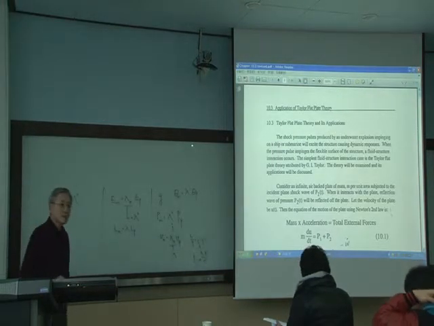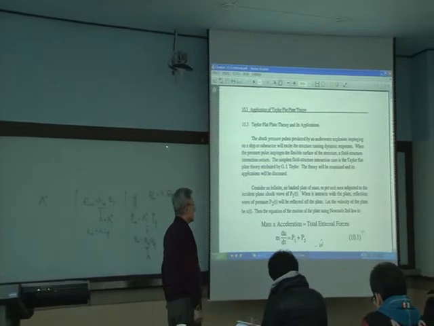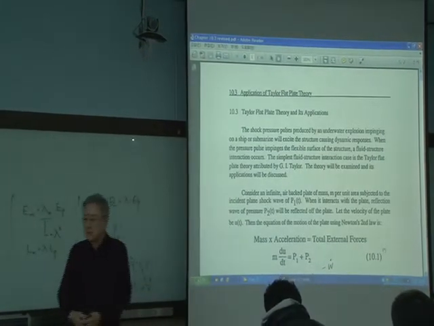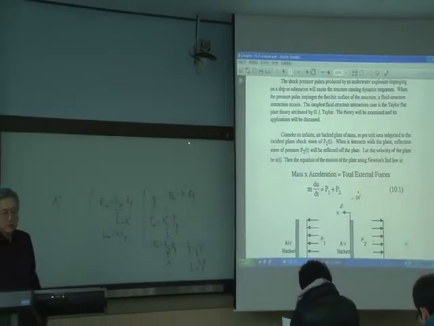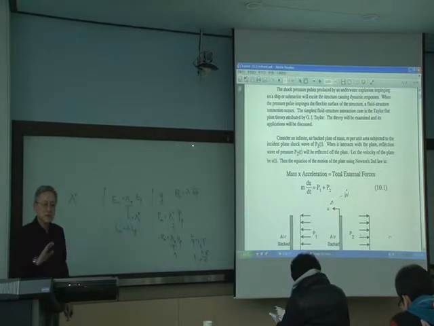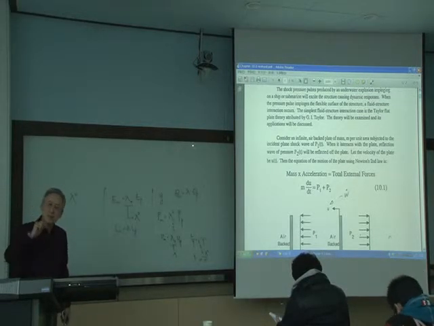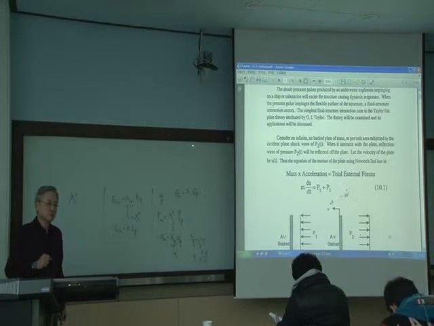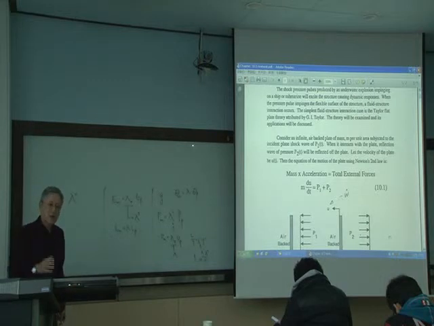I talked about the Taylor plate theory, a very elegant theory to explain fluid structure interaction. I talked about that last Monday, and I'm not going to revisit it. This is the way you can really look into detail. When I talked last Monday, that's really a physics-based derivation. By looking at the physics of the infinite plate and applying the plane wave, you can derive the equations of motion. That's what we did.